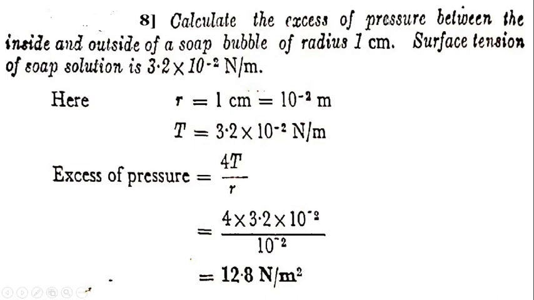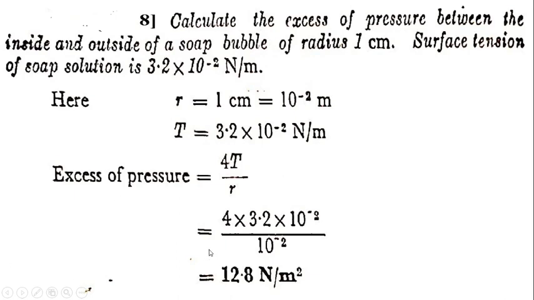Now calculate the excess pressure between the inside and outside of a soap bubble of radius 1 centimeter. Now the surface tension of the soap bubble is 3.2 into 10 raised to minus 2 Newton per meter. So we have given R equal to 1 centimeter, that is radius, that is equal to 10 raised to minus 2 meter. Now also the soap solution has surface tension T equal to 3.2 into 10 raised to minus 2 Newton per meter.